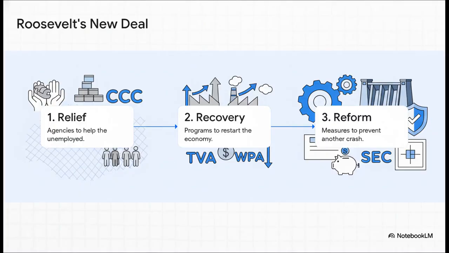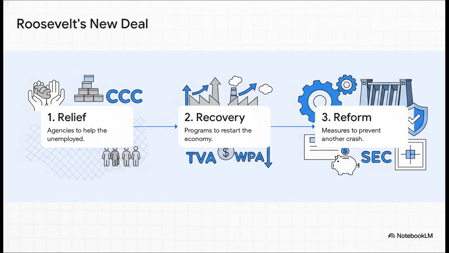And that earthquake was the election of Franklin D. Roosevelt. He got in by promising a new deal for the American people. Now, this wasn't just one policy. It was a massive wave of government programs, often known by their nicknames as the alphabet agencies. And they were all designed to fight the crisis on three different fronts.